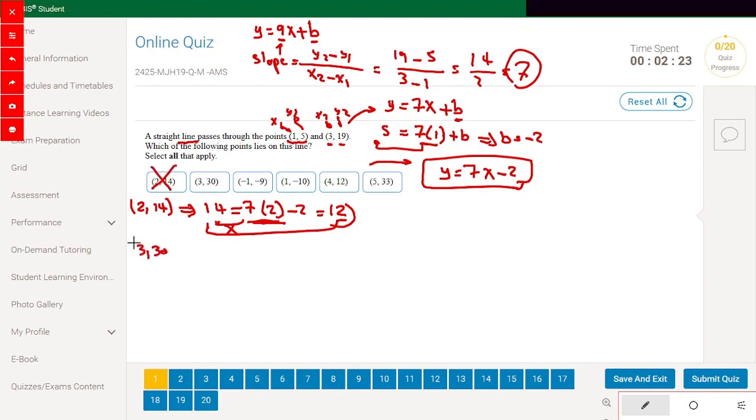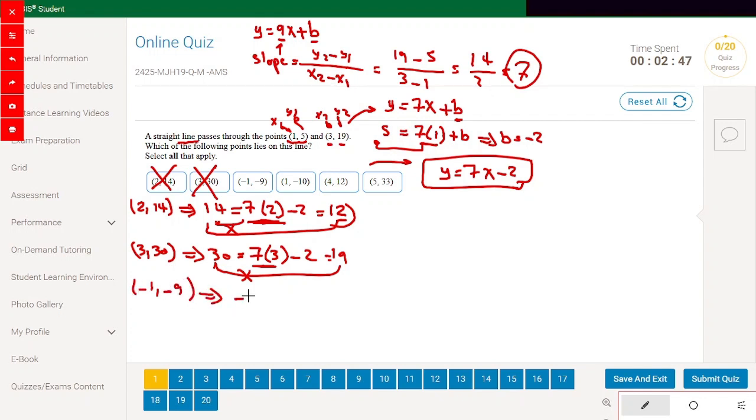We'll take (3, 30). So 30 equals 7 multiplied by 3, minus 2. 7 multiplied by 3 is 21, minus 2 equals 19. So 19 is not equal to 30, so this is not the right point. Next, (-1, -9). So -9 = 7 multiplied by -1, minus 2. So -7 - 2 equals -9, and the right side is equal to the left side, so this is a point.